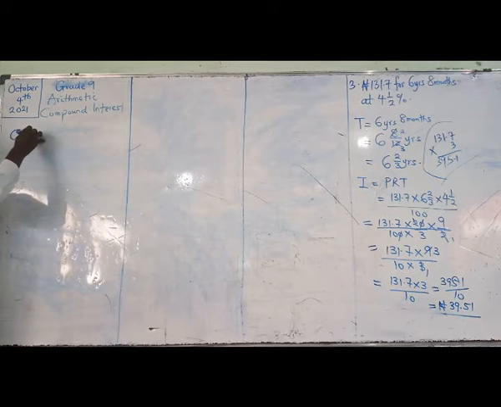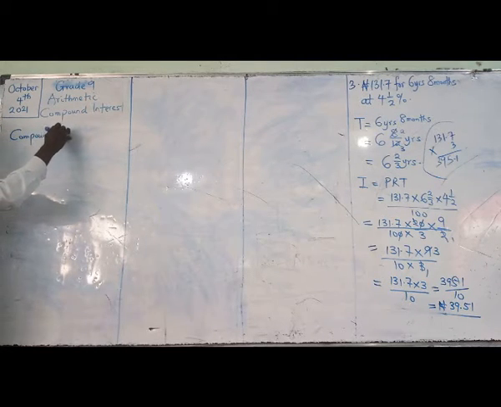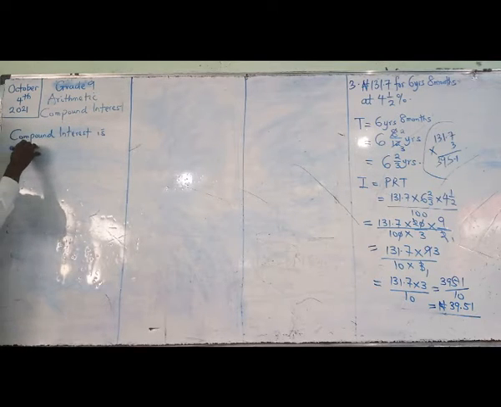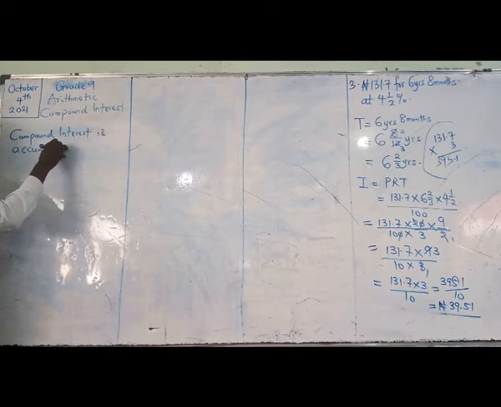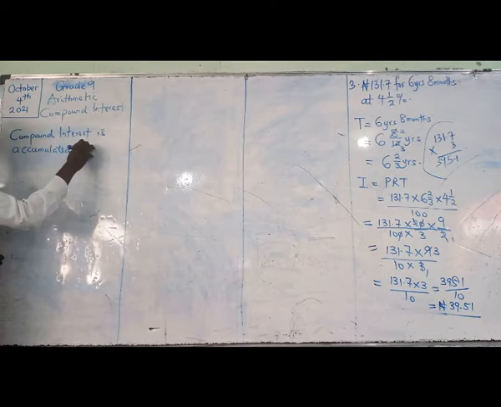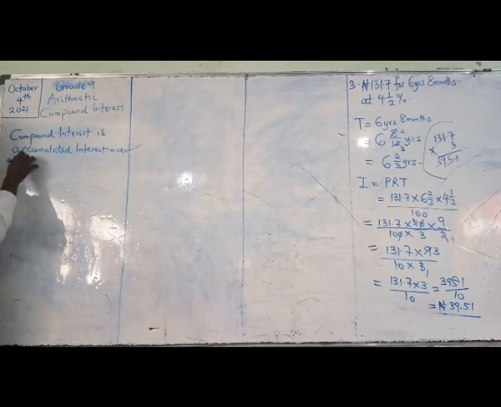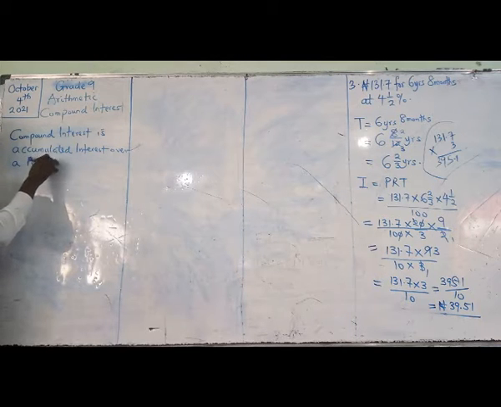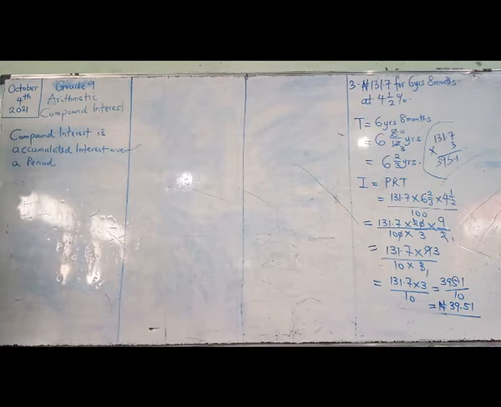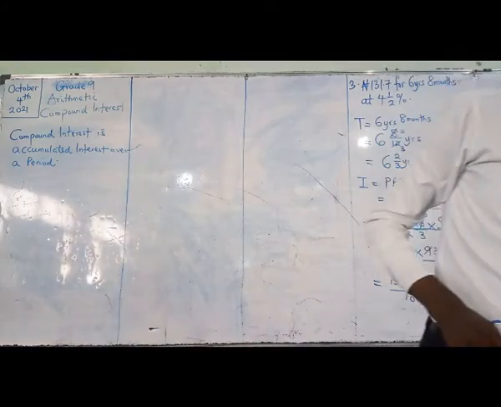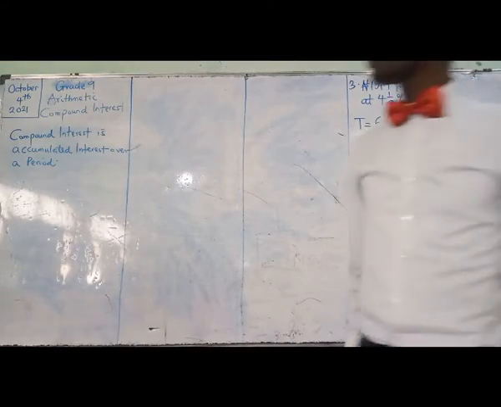Compound interest is accumulated interest over a period. It's accumulated interest over a period. So let's take that. Compound interest is interest accumulated over a period.